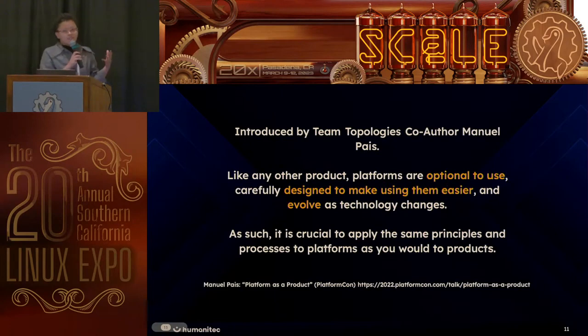Now, why do you want to treat your platform as a product? Manuel Pais has introduced this framework because like any other product, platforms are optional to use. They're carefully designed to make using them easier, and they're supposed to evolve as the technology changes. As such, it's crucial to apply the same principles and processes to platforms as you would to products.